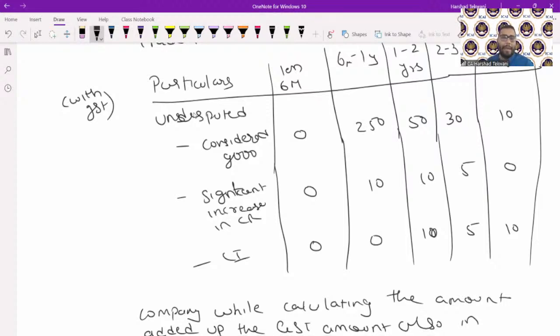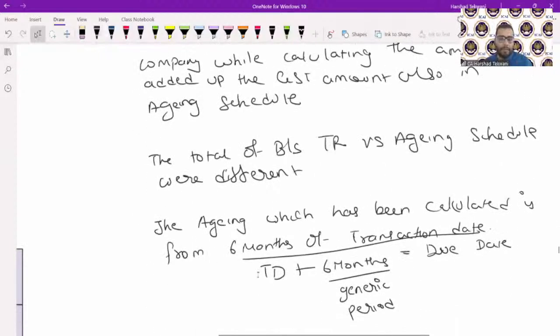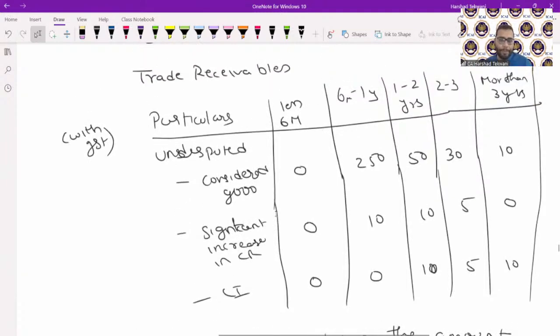Okay, now you tell me in the current example whether these two things, which the company has done, are appropriate or not. Simple. First, they have taken a GST amount while showing the aging schedule because it shows how much they have billed and what is the aging of that billing. However, it is creating a difference between the total disclosed in the balance sheet and the aging schedule. Number two, they have taken a generic 6 months period while calculating the due date, and on the basis of that, they have disclosed this particular aging schedule. You tell me whether both of the cases are correct or incorrect. Pretty simple.